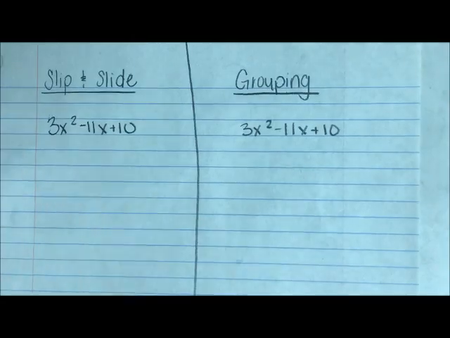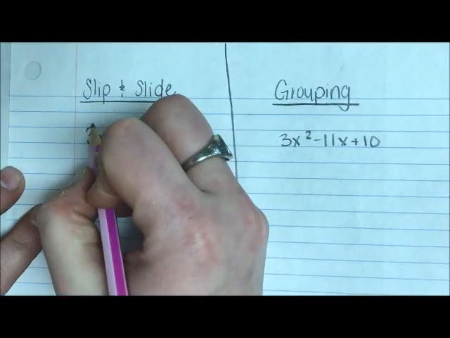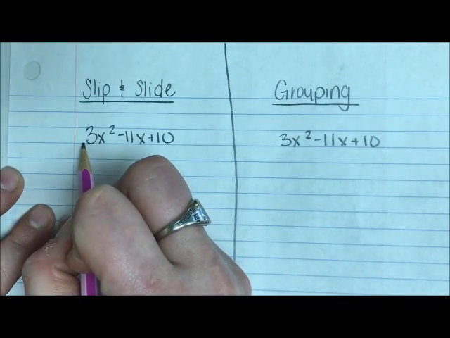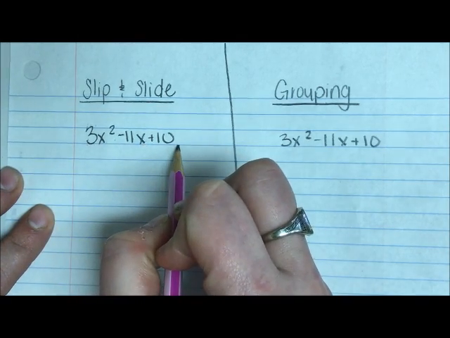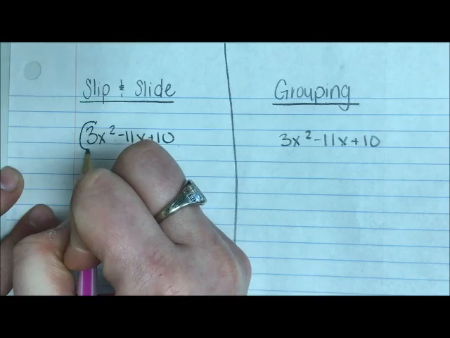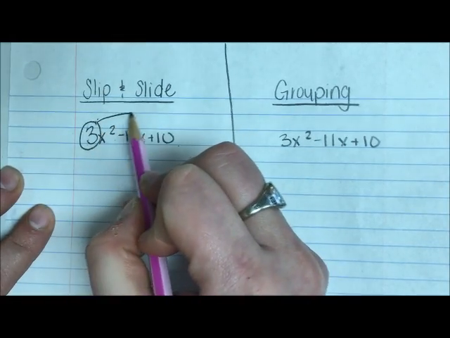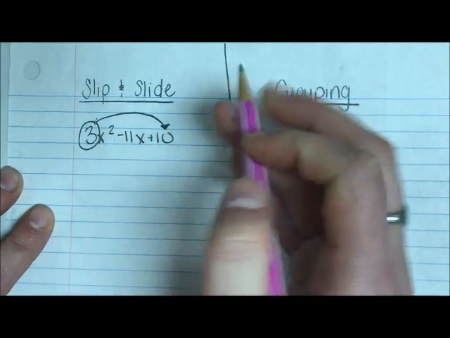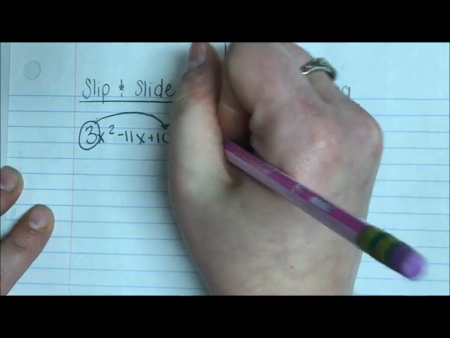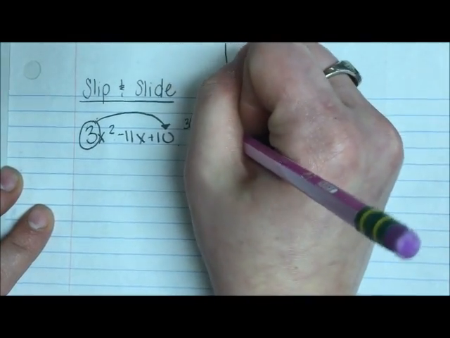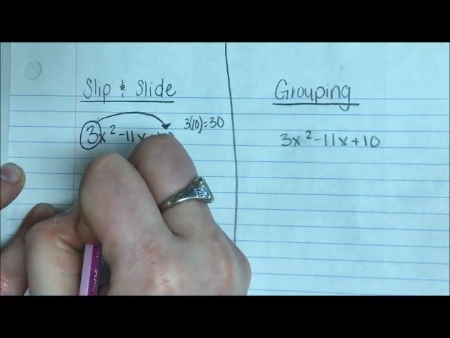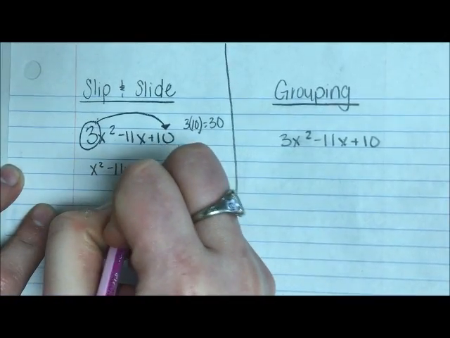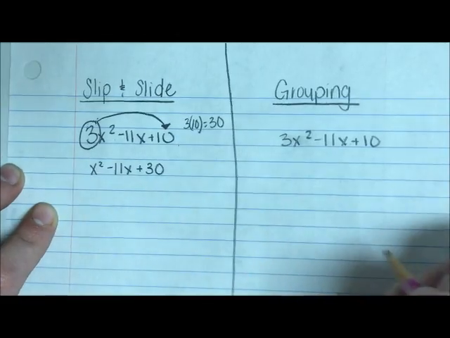Okay, so that slip and slide method. Since there is no greatest common factor I can take out of 3x squared, negative 11x, and 10, I'm going to take my leading coefficient, or my a value, and I'm going to multiply it by my c value. And I know that 3 times 10 gives me 30. So I have the new trinomial x squared minus 11x plus 30.